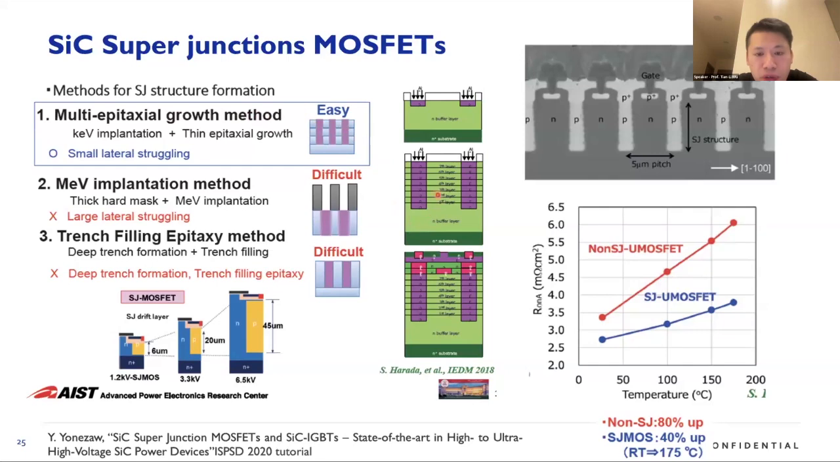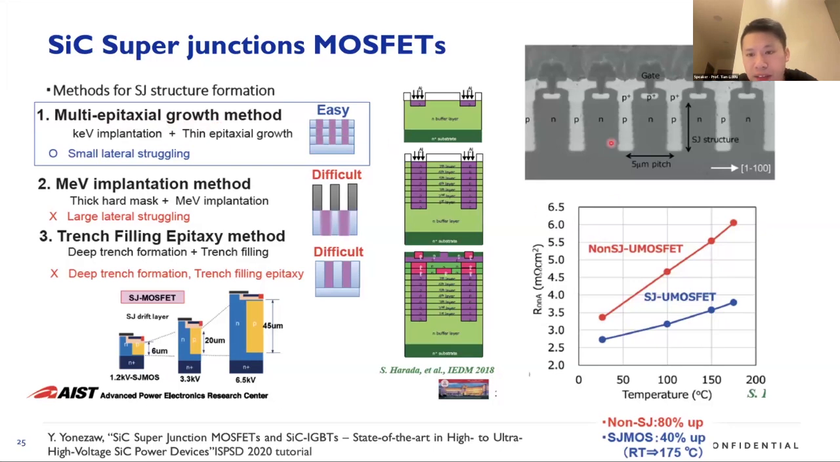Usually, if we want to realize the super junction, we need to form this PN column here. But usually we cannot do this mega-electron-volt implantation, or it's very difficult to do the trench filling. Therefore, AIST proposed this multiple epitaxial growth method.